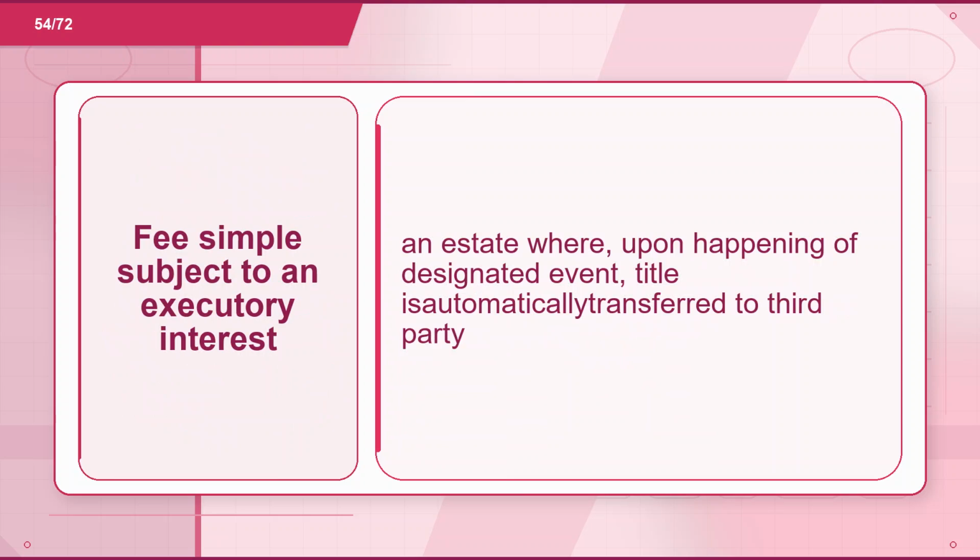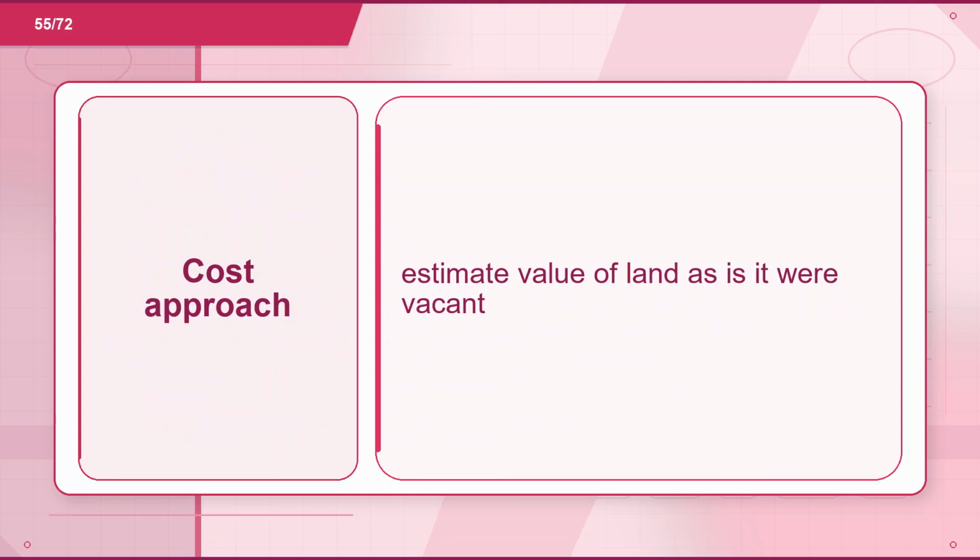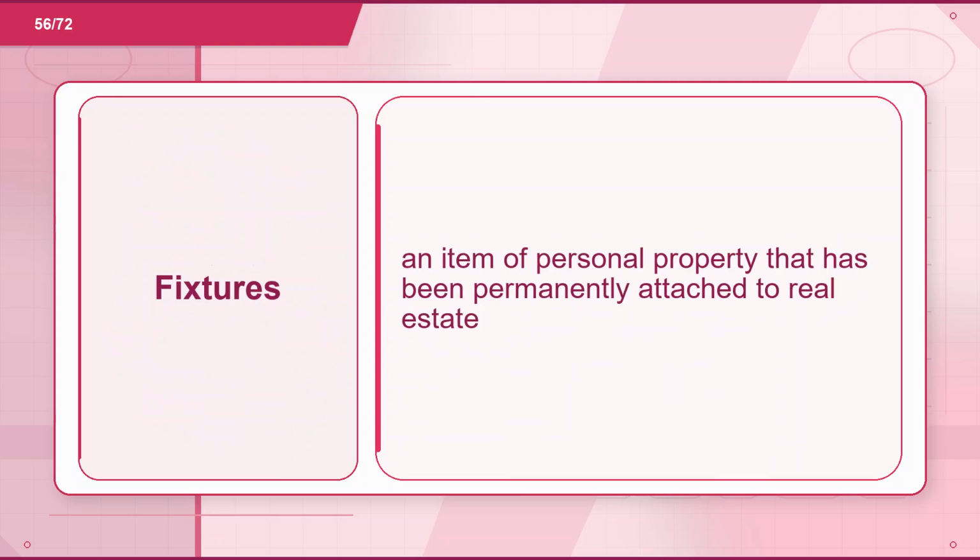Flashcard 54, term: fee simple subject to an executory interest. Definition: an estate where, upon happening of a designated event, title is automatically transferred to a third party. Flashcard 55, term: cost approach. Definition: estimate value of land as if it were vacant. Flashcard 56, term: fixtures. Definition: an item of personal property that has been permanently attached to real estate.